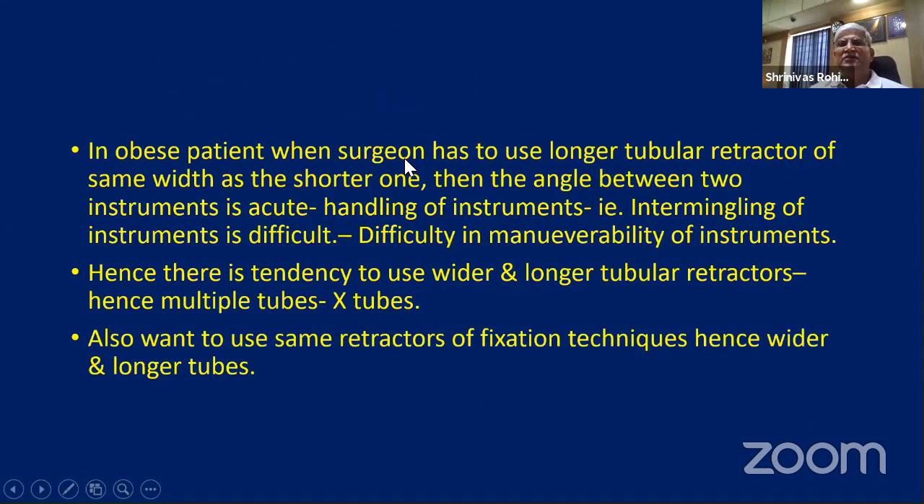In an obese patient, when the surgeon has to use longer tubular retractors of the same width as the shorter one, the angle between the two instruments becomes acute and the handling of the instruments is difficult. Hence, there is a tendency to use wider and longer retractors. That's why the fixed tubular retractor systems have multiple tubes. Another important reason is they had thought of instrumentation with the fixed tubular retractor. That's why they have longer and wider tubes.